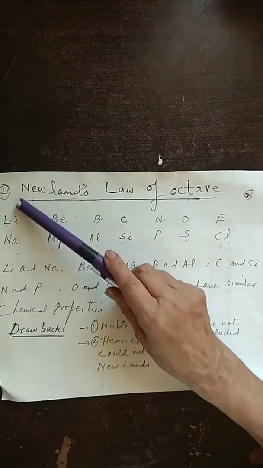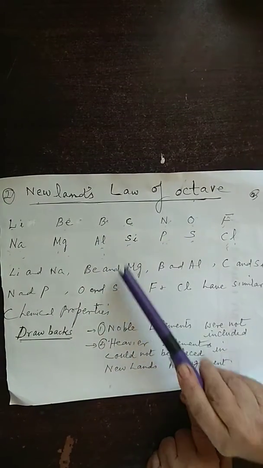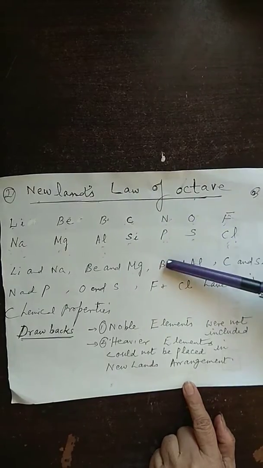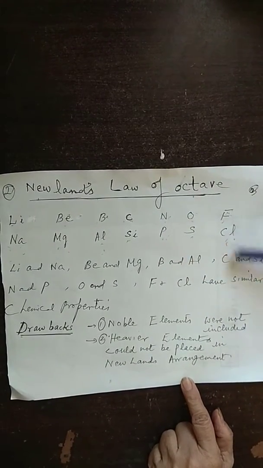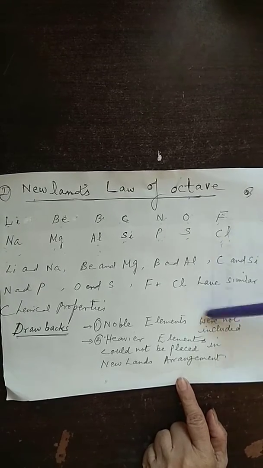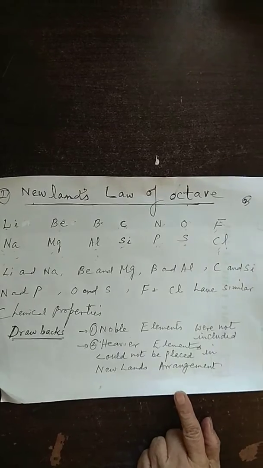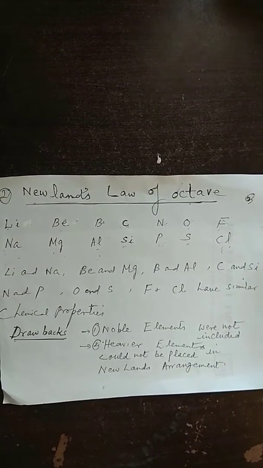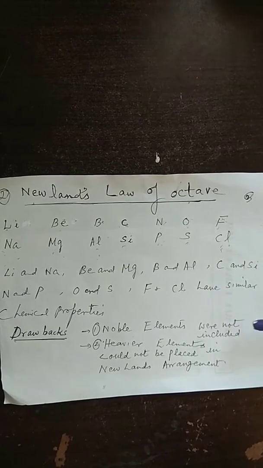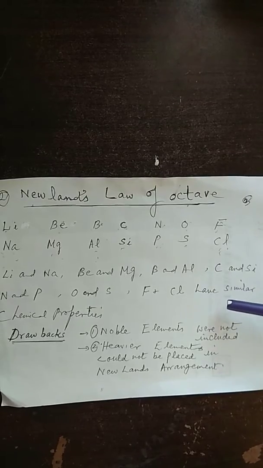In this way, different pairs can be made: lithium and sodium, beryllium and magnesium, boron and aluminium, carbon and silicon, nitrogen and phosphorus, oxygen and sulfur, and fluorine and chlorine have similar properties. I think you now understood this law, that if the elements are arranged in increasing atomic masses, then every eighth element has properties similar to the given one. It is like the repetition of the eighth note in the music of an octave.